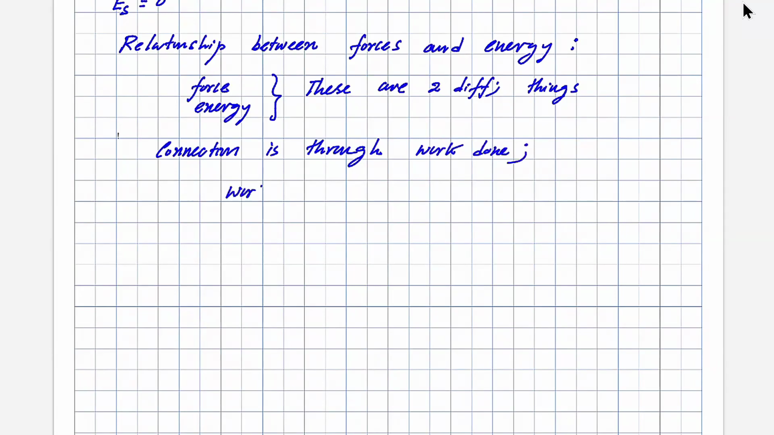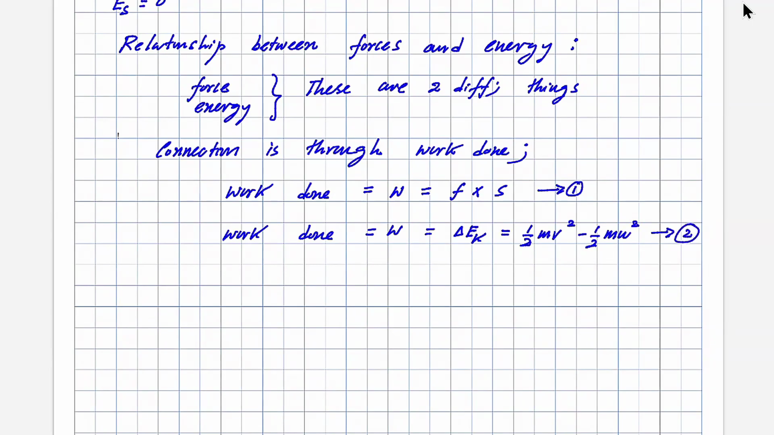And then work done, we can write W is equal to force times displacement, right? That is one way of finding work done. The other one is work done is equal to the kinetic energy difference, delta EK. That is nothing but half mv squared minus half mu squared. That's the second one.